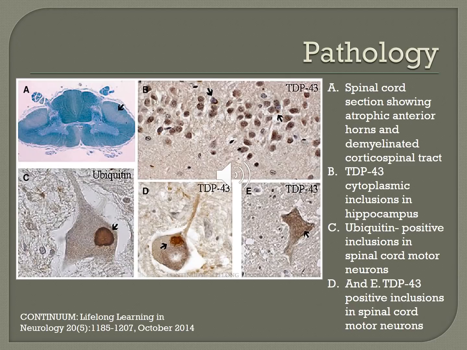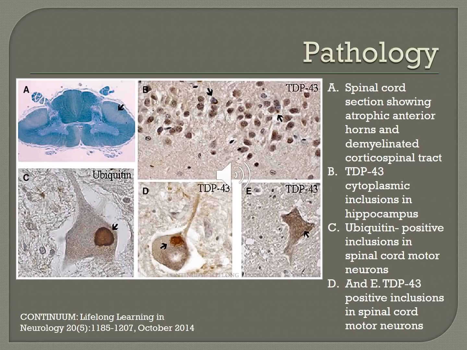So this is just a quick slide on the pathology of ALS. I'm sure that you'll get more information on this from the lecture by Dr. Poole. However, I just wanted to mention quickly, these are just some slides showing the pathology. In slide A, you can see the spinal cord section showing the atrophic anterior horns and demyelinated corticospinal tract.